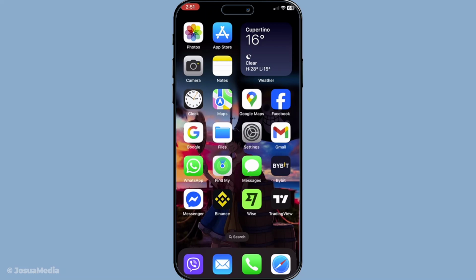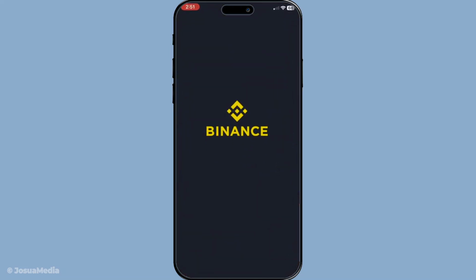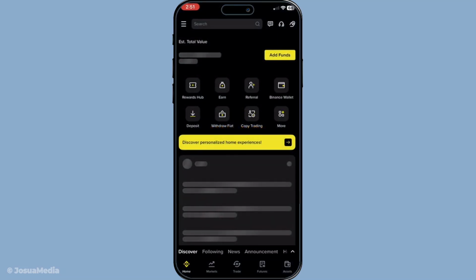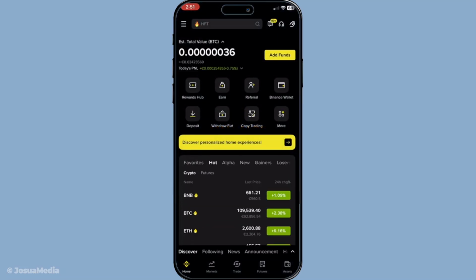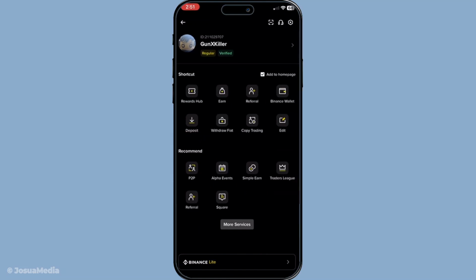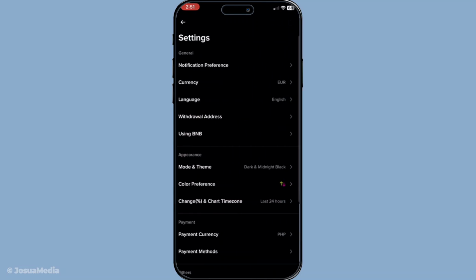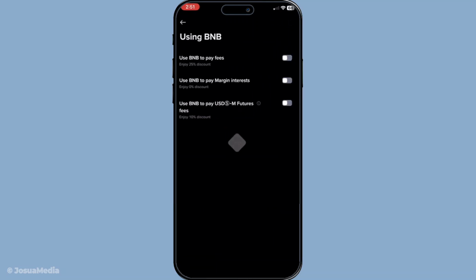First, one of the most effective ways to keep those fees in check is by enabling the BNB fee discount. To do this, you'll need to open your Binance app or website and head to the menu, which you can find as three horizontal lines usually located at the top left of the interface. From there, navigate to Settings. Within the Settings menu, look for an option labeled Using BNB and click on it. Once you're in, you'll see an option to use BNB to pay fees. Make sure to toggle this on.